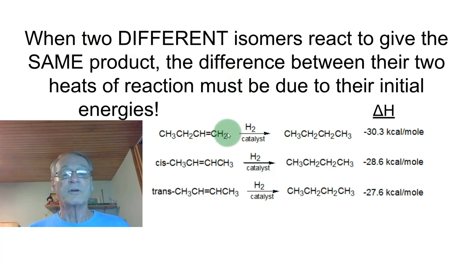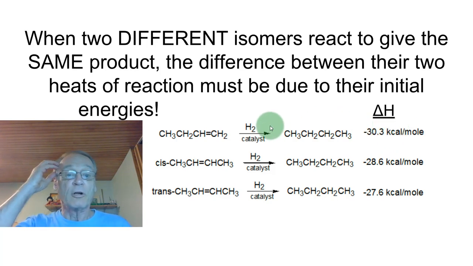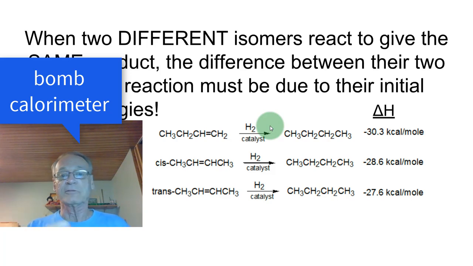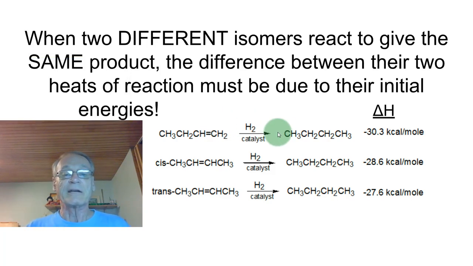Then, notice we can measure the delta H of this reaction. It turns out it's negative 30.3 kilocalories per mole. It involves a kind of calorimeter called a bomb calorimeter because you're literally doing this reaction in a closed container. But it's not that different than the coffee cup calorimeters that you used in general chemistry to measure delta H's. Well, it turns out that the delta H for this reaction, 1-butene, is negative 30.3 kilocalories per mole.